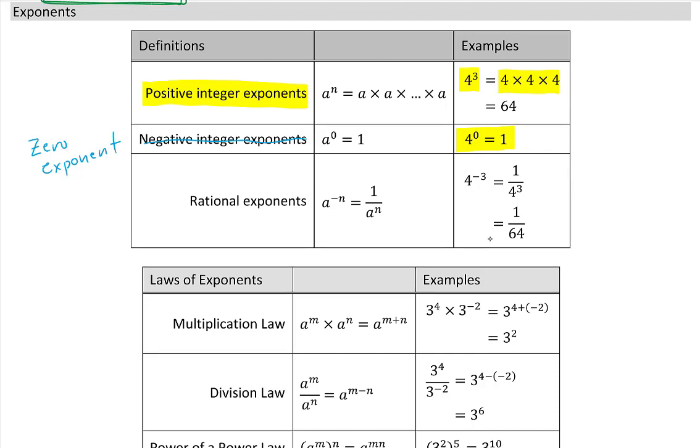And finally, we have our negative integer exponents. And what we know from there is, if we want to make it a positive exponent, we take the reciprocal of the base. So the reciprocal of 4 is 1 over 4. And it changes it to a positive exponent. So it becomes 1 over 4 cubed, which equals 1 over 64.